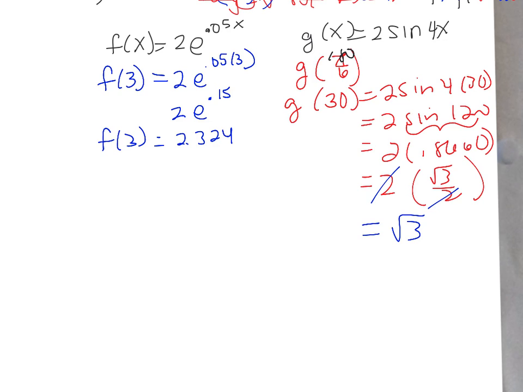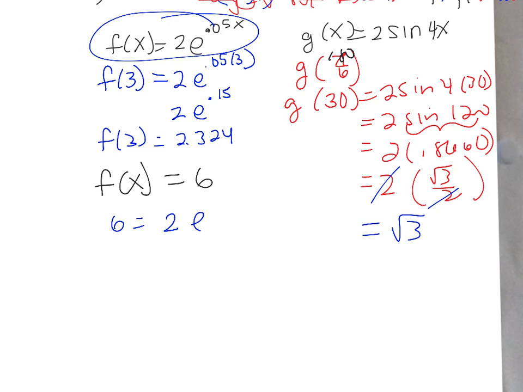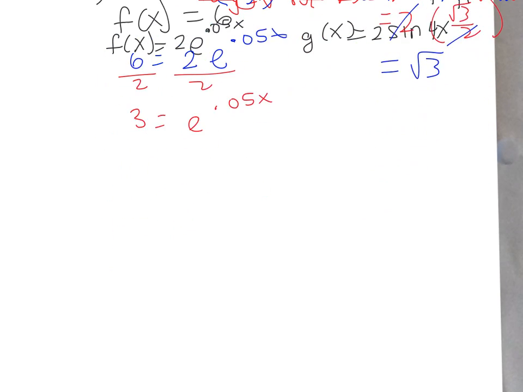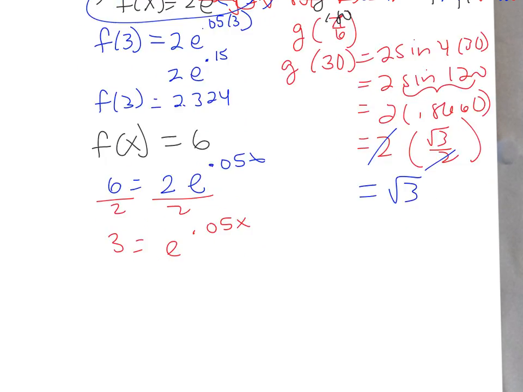All right, and C, it says find f of 6. Find f of x equals 6. So I want to know, when is this guy going to equal 6? So 6 is equal to 2e to the 0.05x. So I'm going to divide both sides by 2. I get 3 equals e to the 0.05x. All right, so now that I have my base is e, and this is all isolated, I'm going to log both sides. But since it is base e, you're going to use ln.